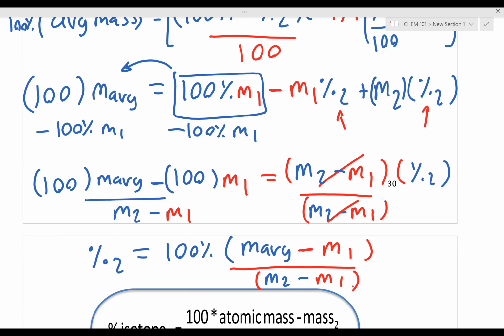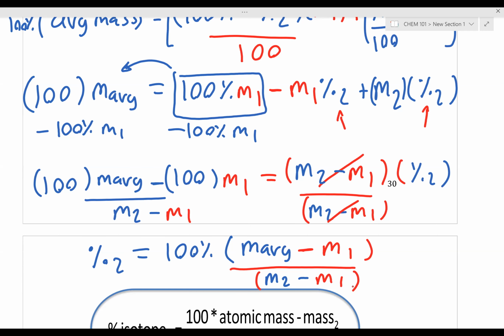Does that derivation make sense? Did how we manipulate this equation make sense to everyone? At the very least, what I need you to be able to do, if you're going to memorize this equation, you're going to need to understand what each of the terms mean. This M average is the average atomic mass, M1 is isotope 1, M2 is isotope 2. Now you may ask, how do I pick isotope 1 or 2? It doesn't matter. As long as your labeling is consistent, this equation will work. Does that make sense to everyone? Okay.